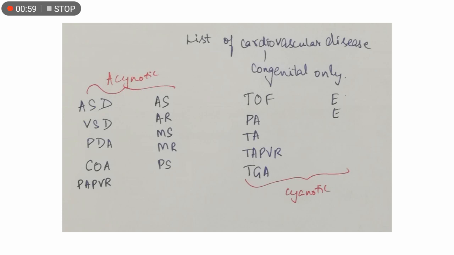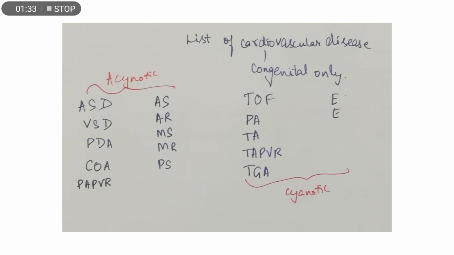And there is this list of cardiovascular diseases which are congenital diseases. They're divided into acyanotic and cyanotic ones. The acyanotic heart diseases, this is the list. This is very easy for me to remember because it's only small words, right? So ASD, VSD, PDA, COA, PAPVR, we call it PAPVR. It's coarctation of aorta and partial anomalous pulmonary venous return. Now AS, AR, MS, MR, PS. So AS is aortic stenosis, MS is mitral stenosis, R is regurgitation, and PS is pulmonary stenosis.